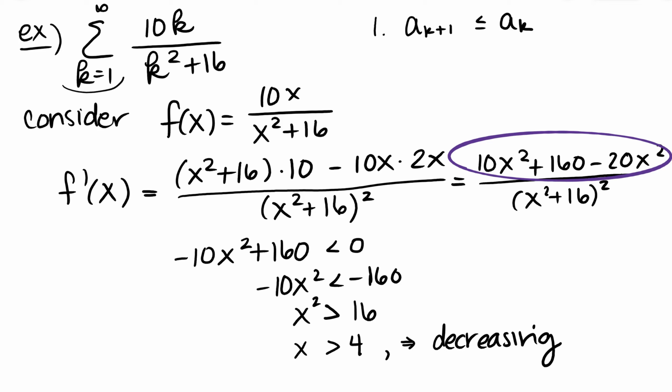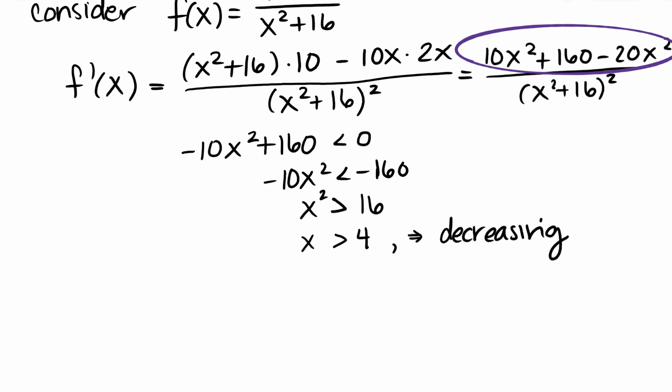It is. I know I start at k equals 1, right? But eventually it starts decreasing. It'll start decreasing after k equals 4, so at k equals 5, k equals 6. Remember, this is an infinite series. So I'm all right if the first 4 terms aren't decreasing, as long as it eventually starts decreasing. So this is decreasing, which implies that a sub k plus 1 is less than a sub k. And so number 1 is done.